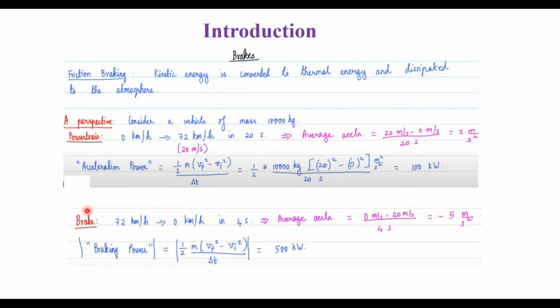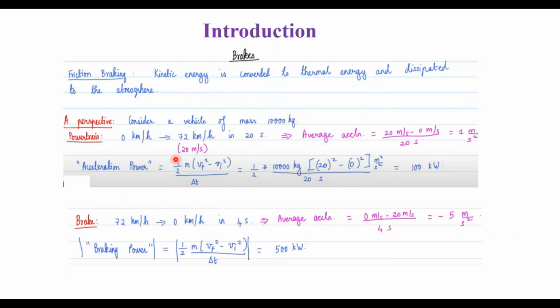Now let us take two applications: one is the powertrain application, and one is a brake application. Which is more powerful, the acceleration power or the braking power? Let us see. Let us consider a vehicle with a mass of 10,000 kg.